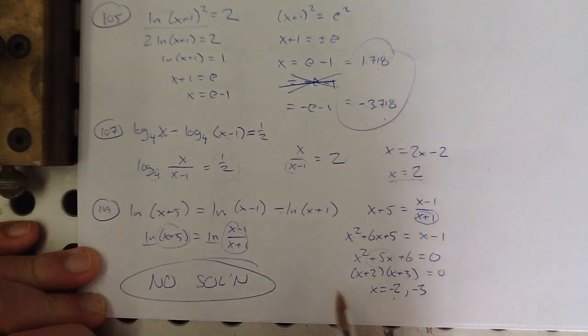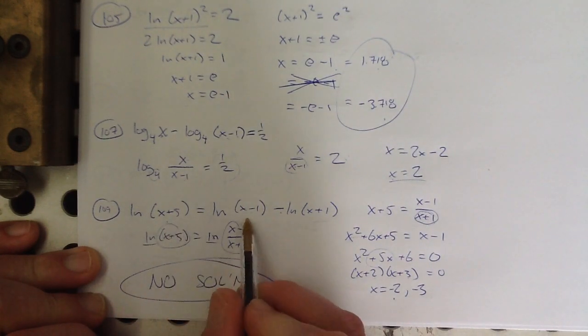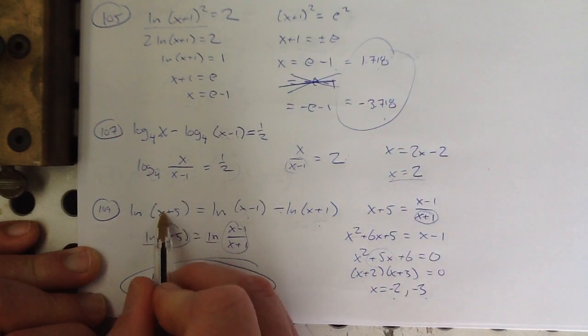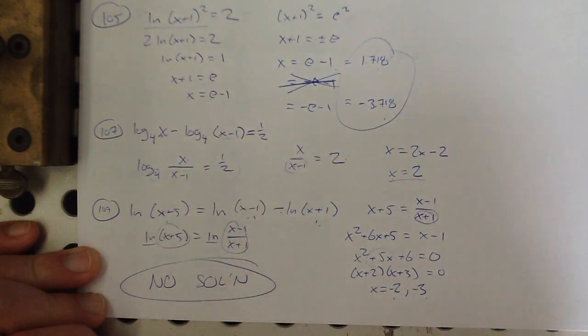Because when I check the -2, that's fine, but that's a negative number, and that's a negative number. That's no good. And here, same thing. That's fine, but these are both negative. So, bust.